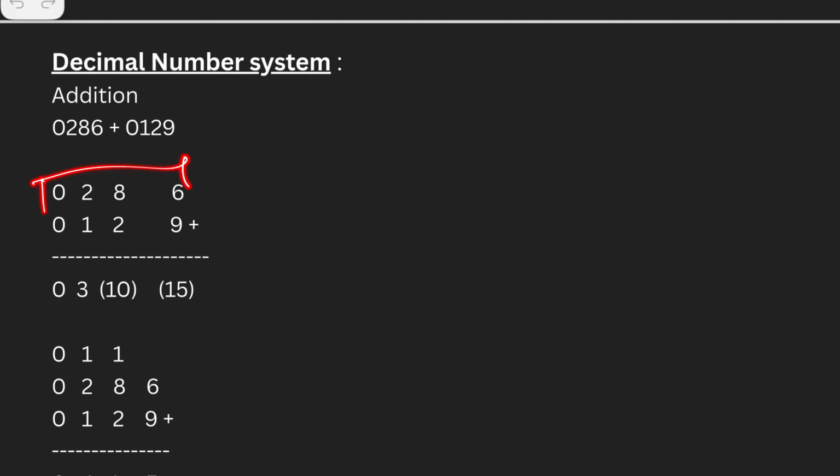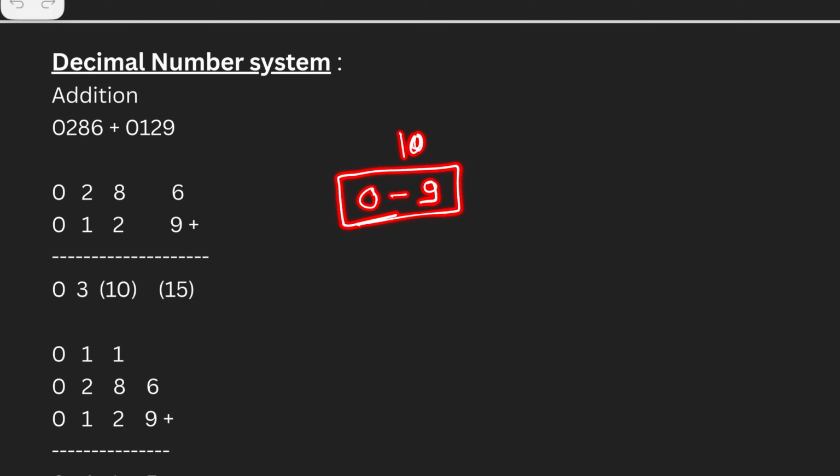So I write them like this, right? Unit place, tens place, hundred place, correct? If I add 6 and 9, I get 15. But remember, we are talking about decimal number system. The numbers that you have are 0 to 9 only. These are the only 10 numbers allowed at any particular place, let it be a unit place or tens place, anywhere. But this 15 is not in the range of 0 to 9.